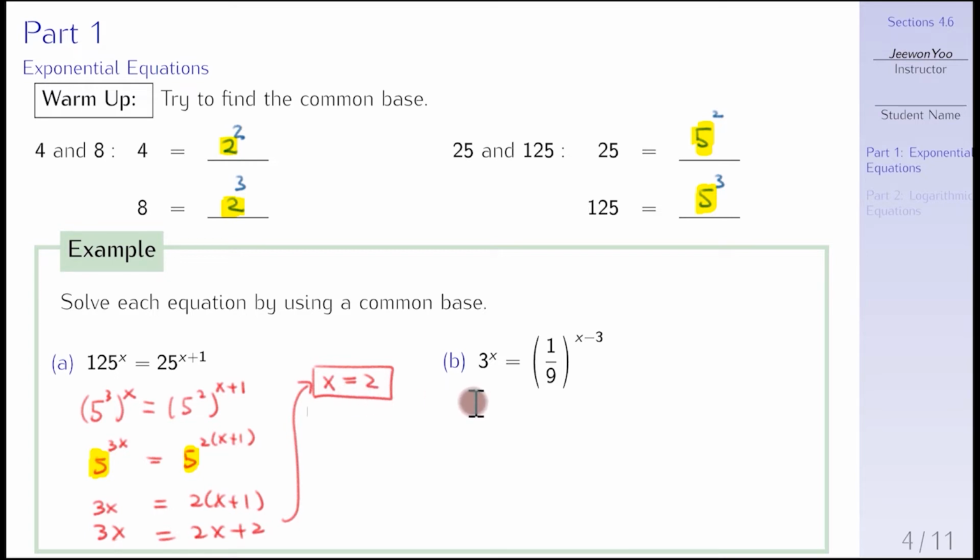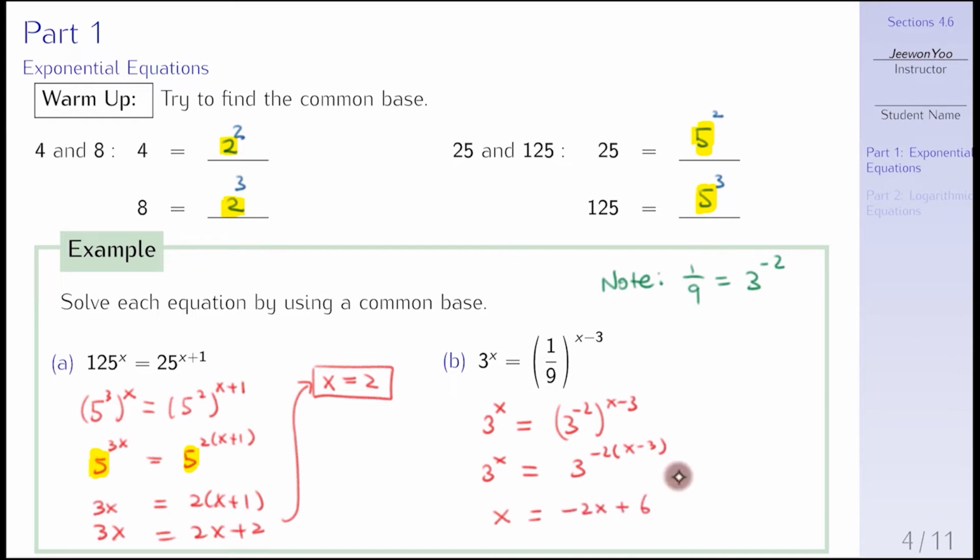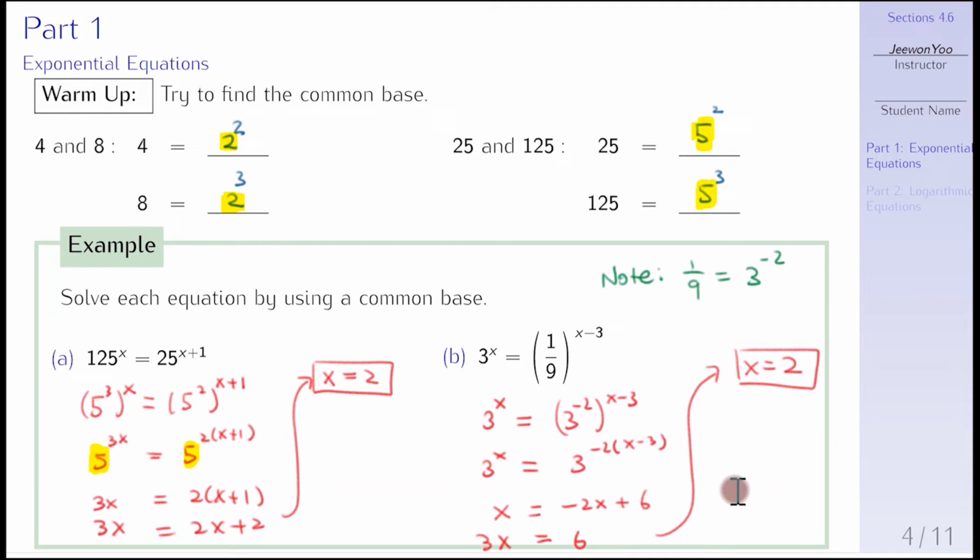Let's try a similar process for part B. In this case, you need to change 1 over 9 in terms of base 3. I hope you realize that 3 times 3 is 9. Therefore, 3 to the power of negative 2 is the same as 1 over 9. Using a similar rule, you can multiply negative 2 and x minus 3 together. So we get this. This means x is also equal to 2. This is the end of this example.